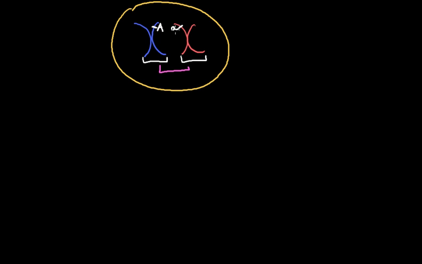And if we think about what's going to happen in meiosis, in meiosis 1, this tetrad is going to separate. So we're going to end up with two separate cells at the end of meiosis 1. We're going to end up with two cells. Let's see if we can draw them here.